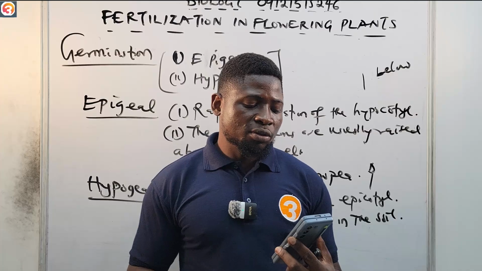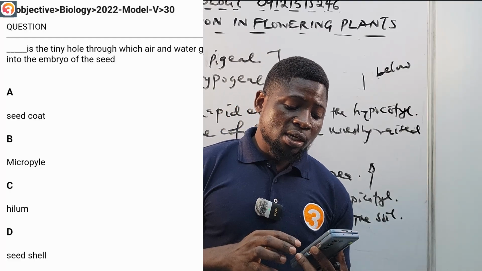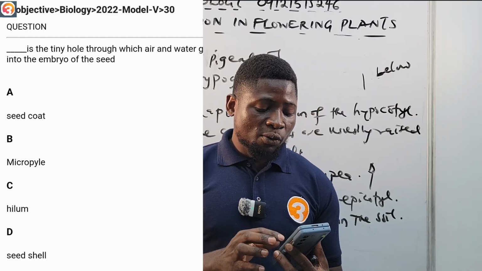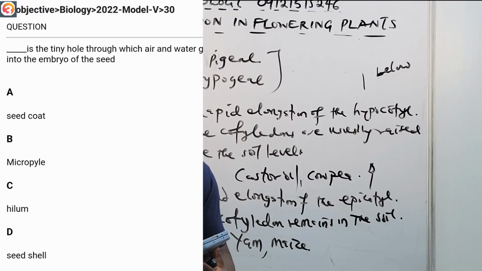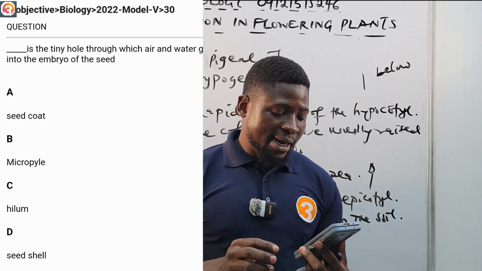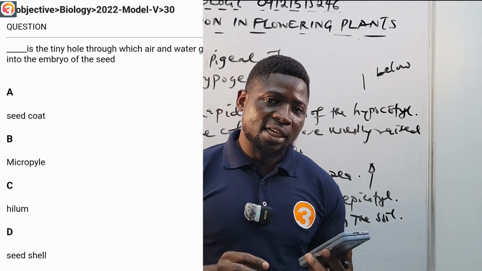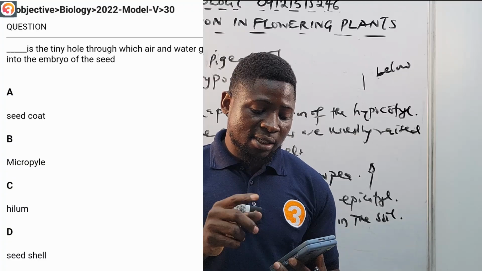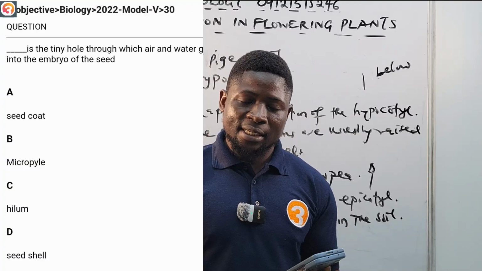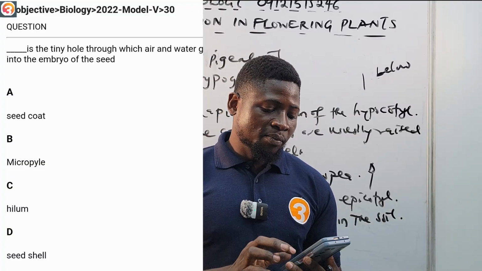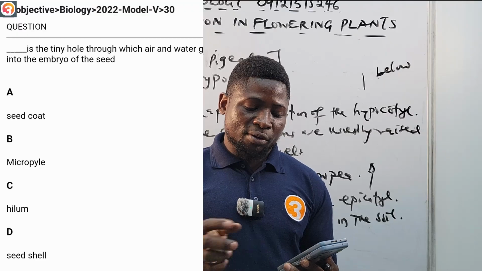So let us see 2022 number 30. They say the tiny hole through which air and water goes into the embryo of the seed is called what? A says seed coat, B says micropyle, C says hilum, D says seed shell. Please tell me the answer in the comment section. Just say 2022 is A or B or C or D.